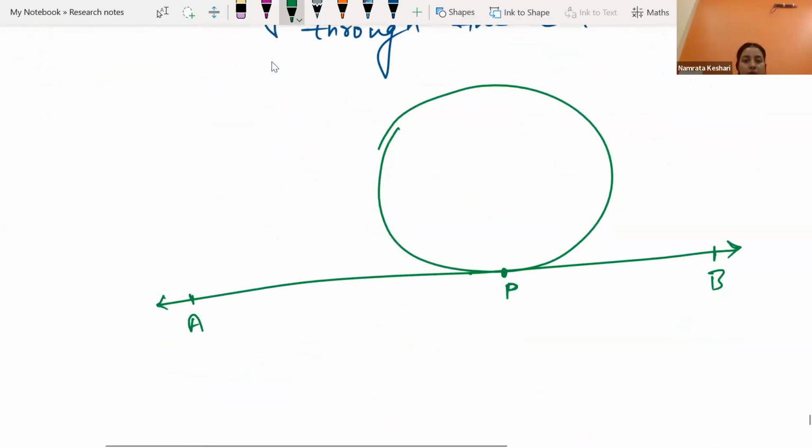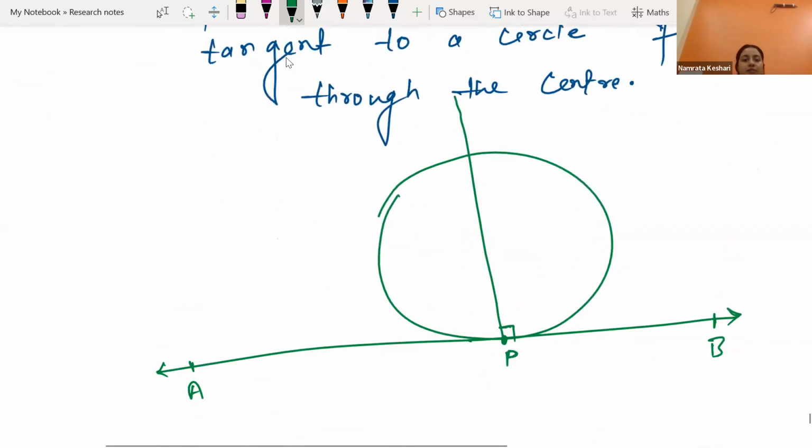If you drop a perpendicular at the point of contact, let's say we have dropped the perpendicular at the point of contact. The perpendicular is, let's name it NP. NP is perpendicular to this tangent AB. At the point of contact, we have just drawn a perpendicular, which is written in the statement.